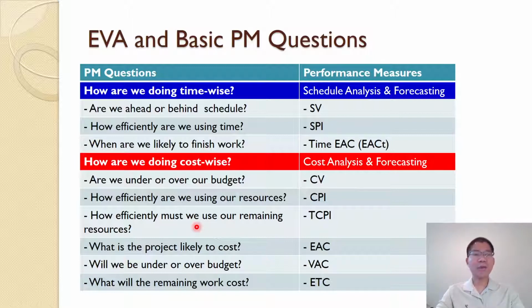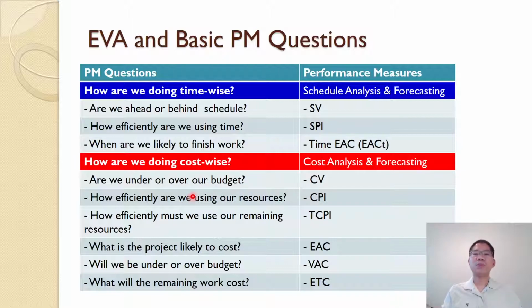Are we ahead or behind schedule? We use schedule variance. How efficiently are we using our time? We use SPI. When are we likely to finish the work? We have time estimate at completion, EACT. How are we doing cost wise? So cost analysis and forecasting.